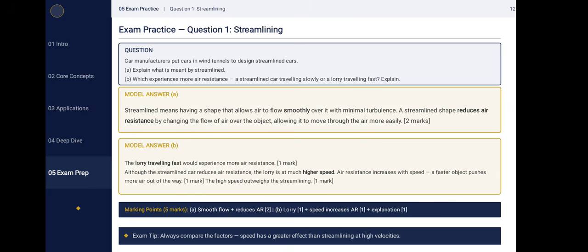This is the model answer for your question. It will become easy to prepare for you. Which experiences more air resistance? What do you think? A streamlined car traveling slowly, or a lorry which is traveling very fast? Lorry means a truck, a vehicle which has a greater surface area. Obviously, the lorry traveling fast would experience more air resistance.